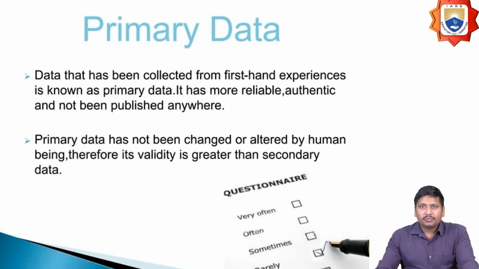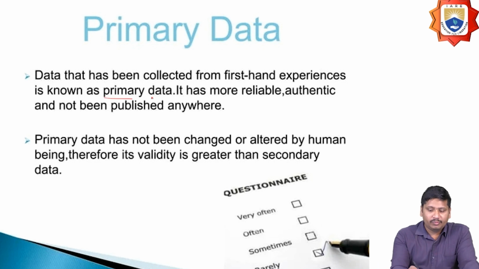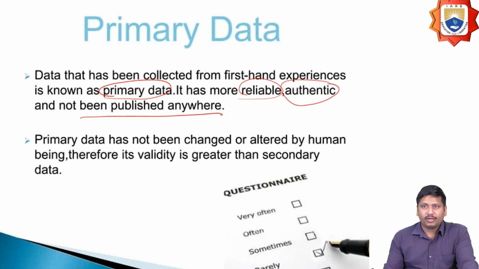So primary data. What is primary data? The data that has been collected from first-hand experience should be known as primary data, and it is more reliable, authentic, and not published anywhere, right? The data, whatever we collected, should come from first-hand experience itself. So that kind of data will be treated as the primary data. And the primary data has not been changed or altered by human beings, so therefore its validity should be greater than the secondary data.